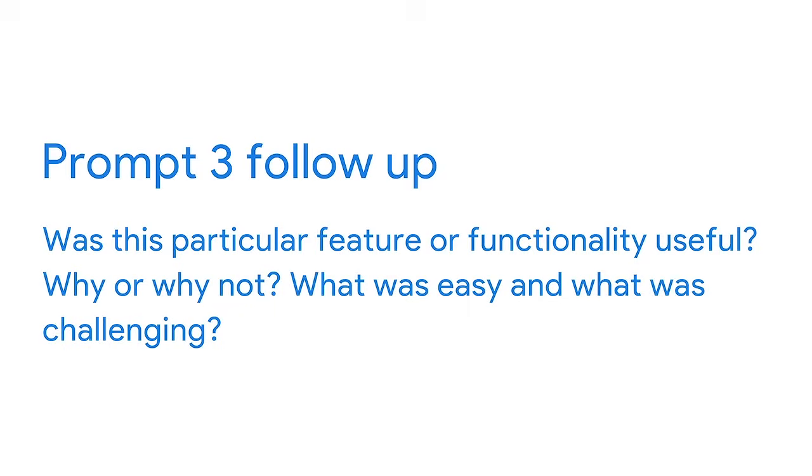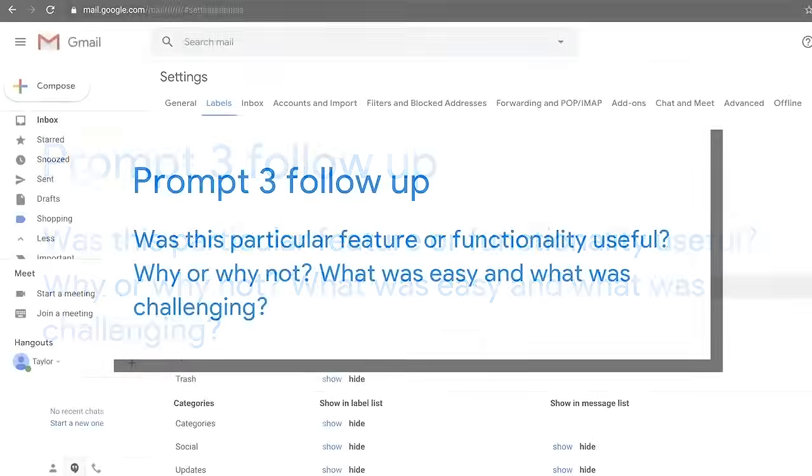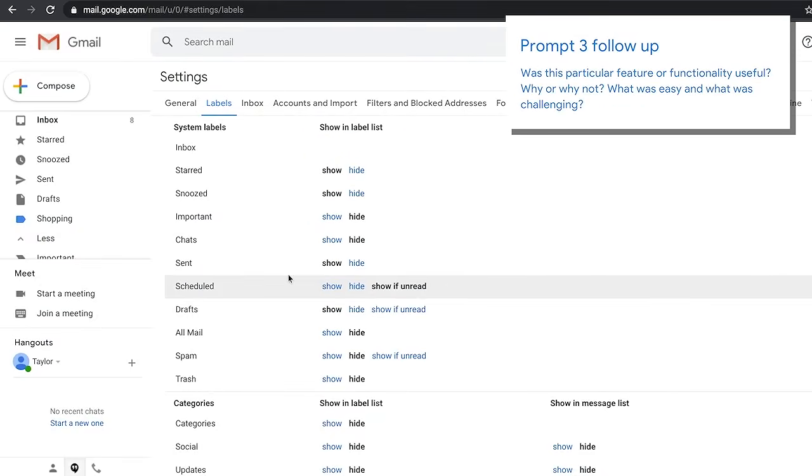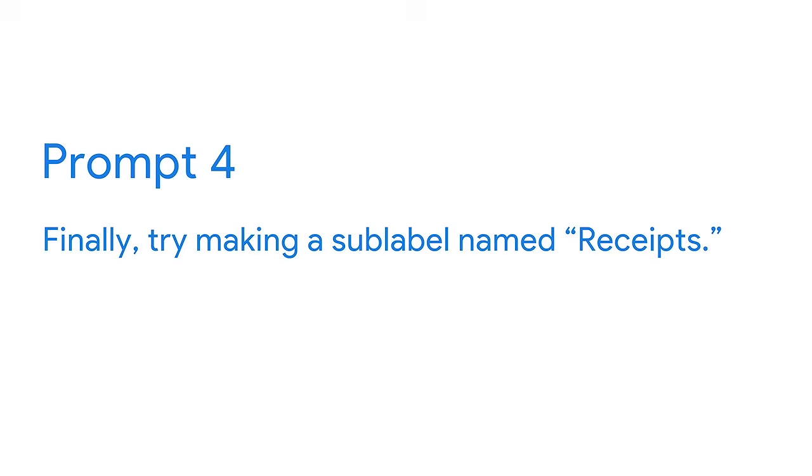Prompt 3 follow-up. Was this particular feature or functionality useful? Why or why not? What was easy and what was challenging? Colors are such a good idea for making categories for the labels and to make them easy to find, but one of my Gmail accounts has a black background, so if I add in different label colors, that might be hard to see. Maybe Google should design an app that we can use to customize the colors of our Gmail folders and labels.